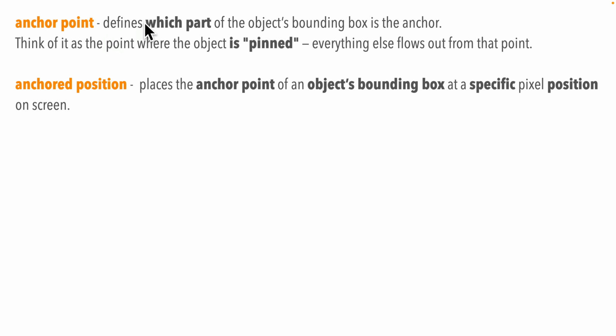Now the anchor point is like a point where the label is pinned, and everything else drawn in the object flows out from that point. And the anchor position is the XY coordinates where we want to place the label on screen. Let me give you some examples to show you how these things work together.